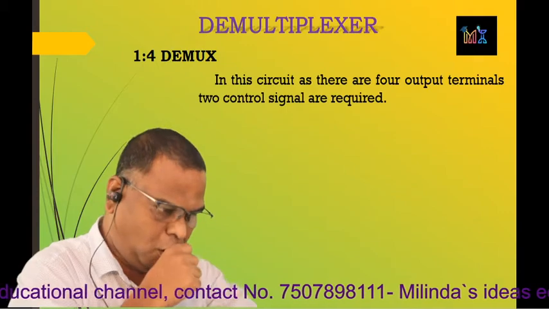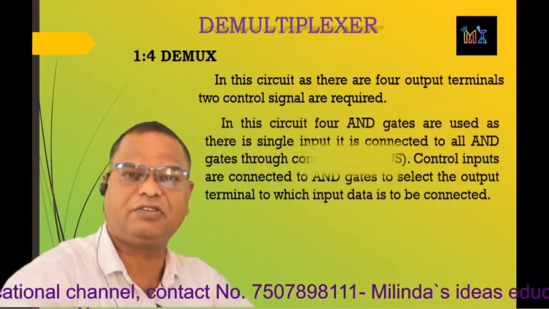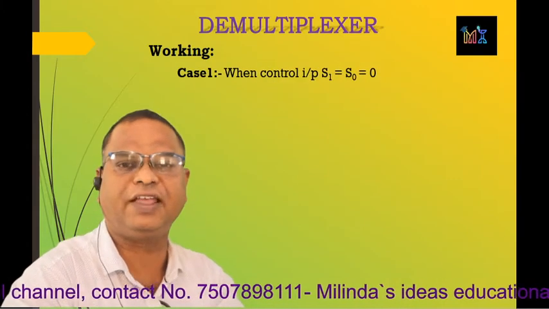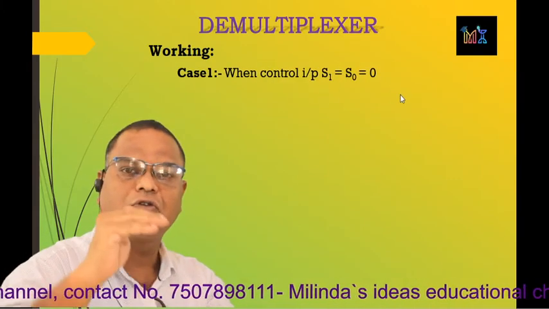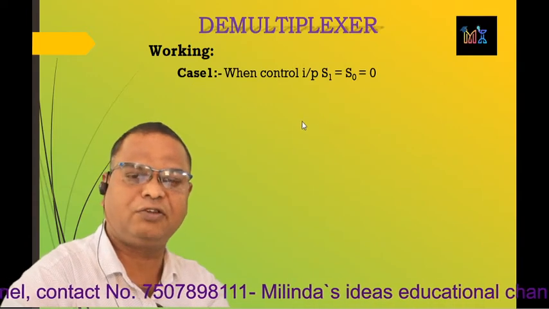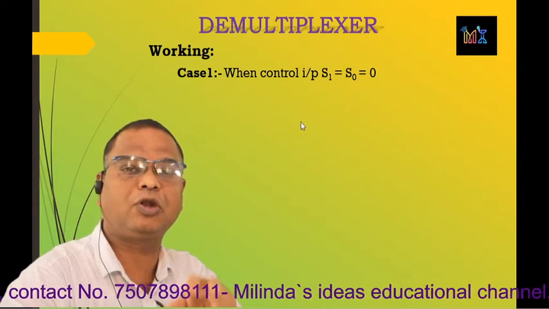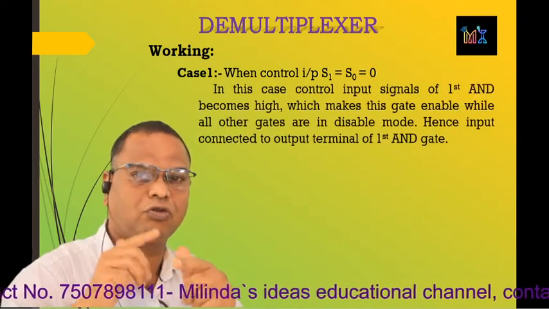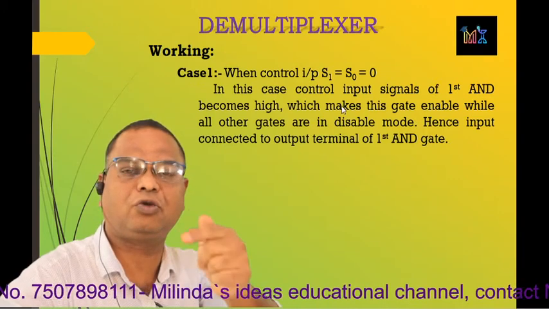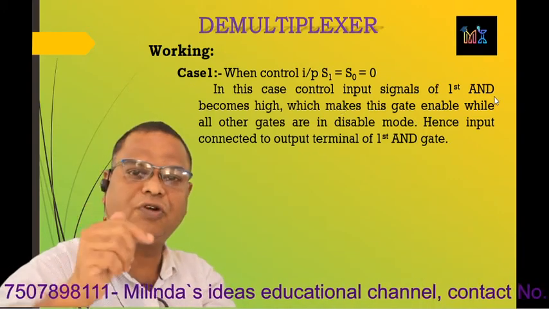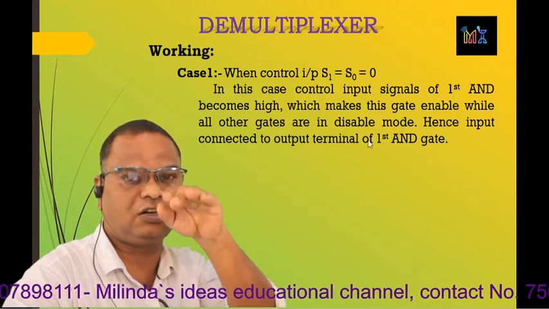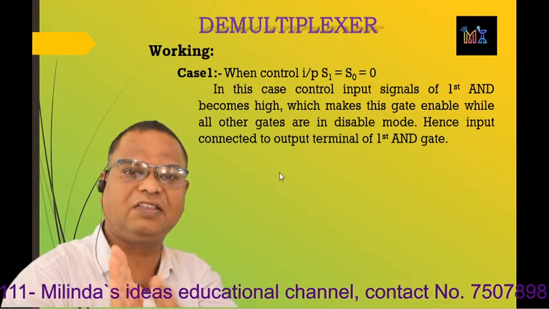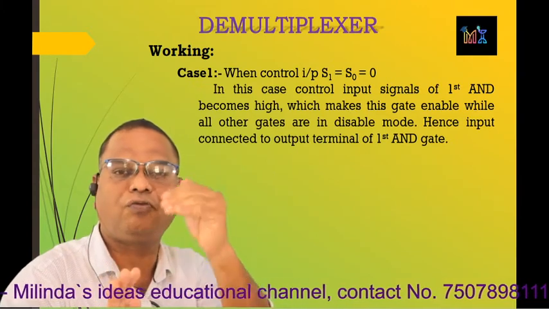What is the first case? First case, that is when both control inputs S1 and S0 are low. So when both control inputs S1 and S0 are low, the control input terminal of first AND gate becomes high, because the complements of S1 and S0 are connected to the first AND gate. So the first AND gate is in enable mode, while the other three AND gates are in disable mode. So therefore the data is fed to the output terminal of first AND gate.